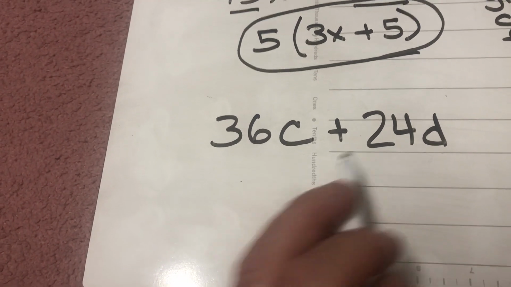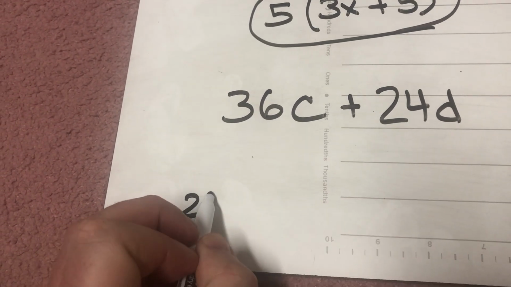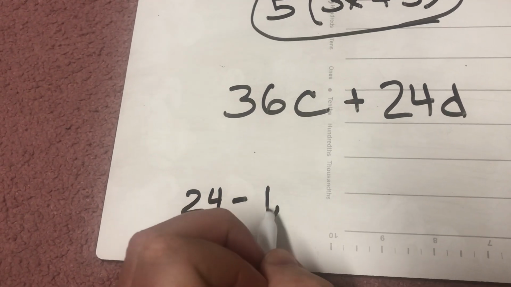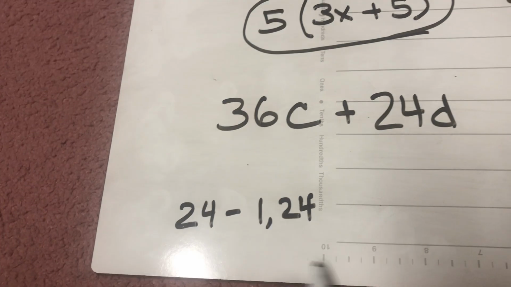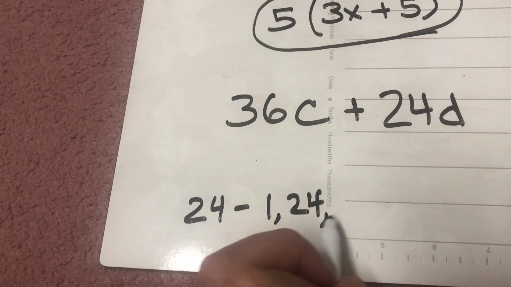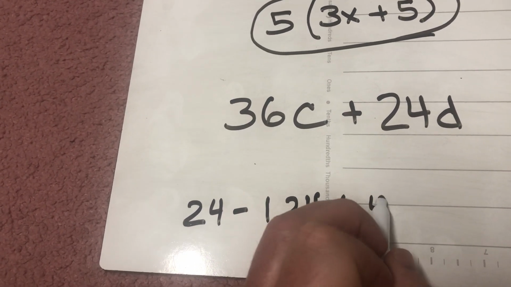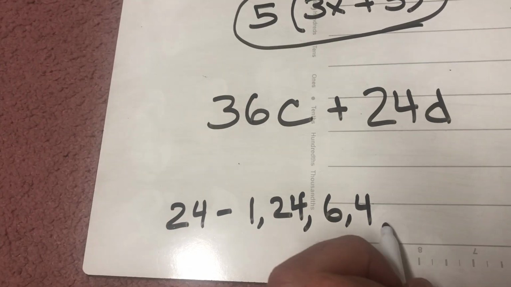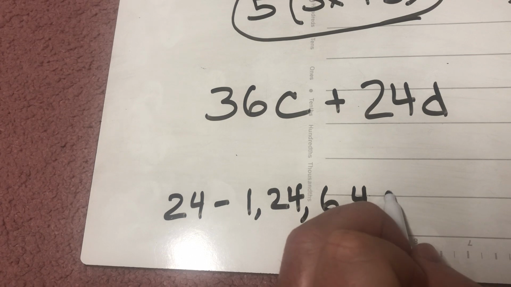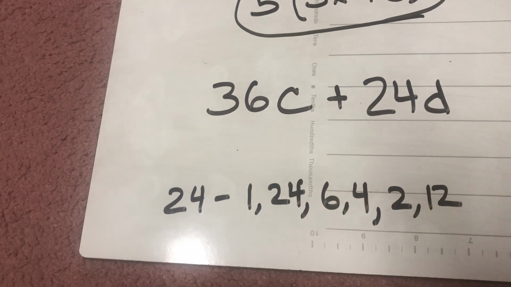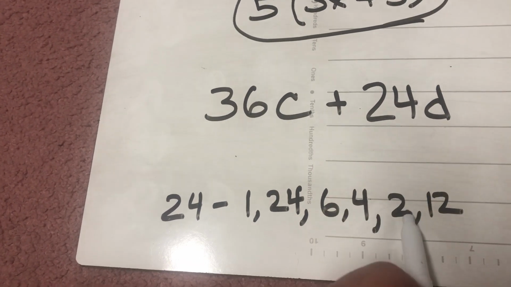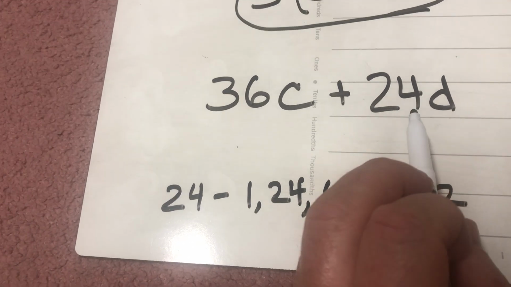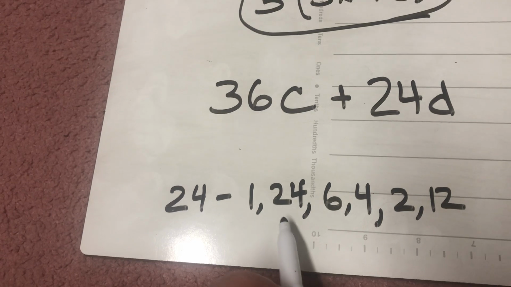Work with the smallest number, 24, and come up with all your partners for 24. Well, you know that 1 times 24 is 24, so 1 and 24 are factors. You know that 6 times 4 is 24, so 6 and 4 are factors. You know that we've already talked about 2 and 12, because if something can go into it, it has a partner.